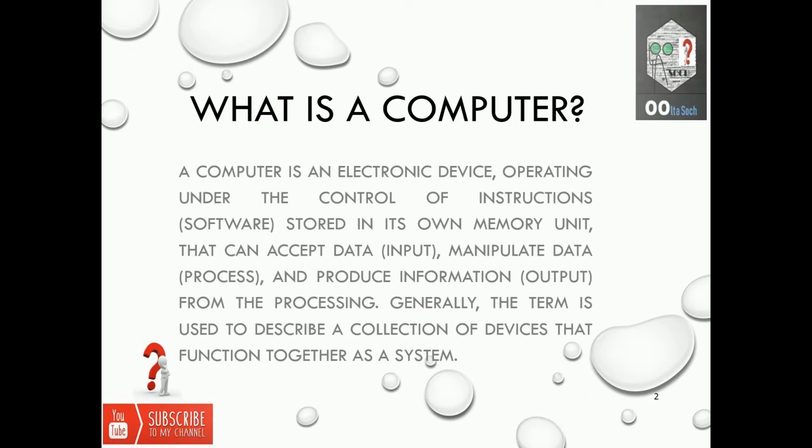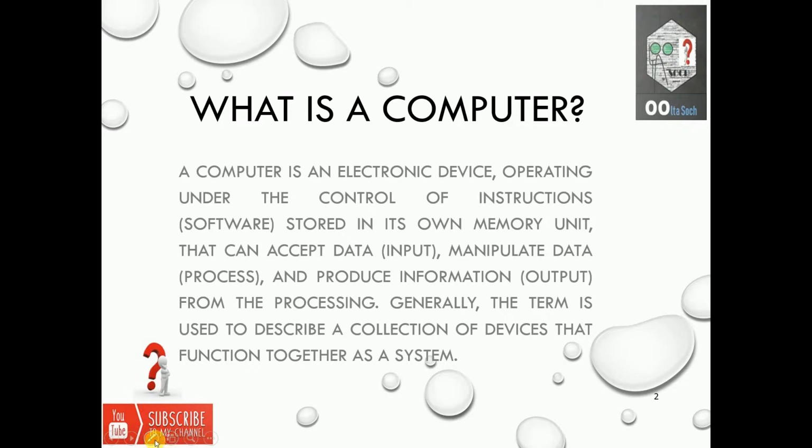So what is a computer? A computer is an electronic device operating under the control of instruction software stored in its own memory unit that can accept data, which is known as input, manipulate data, you can say that is process, and produce information, that is output from the processing. Generally, the term is used to describe a collection of devices that function together as a system.